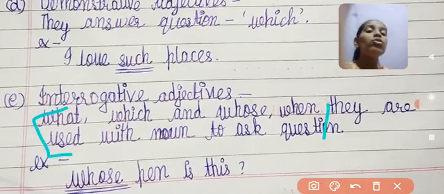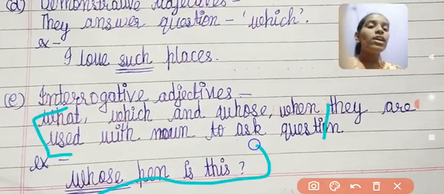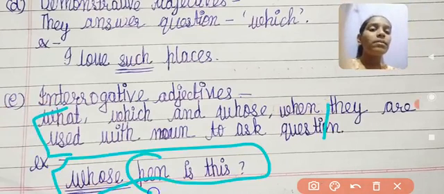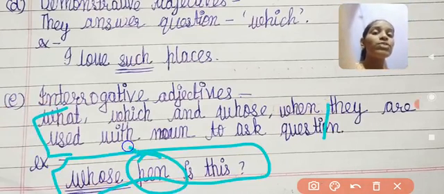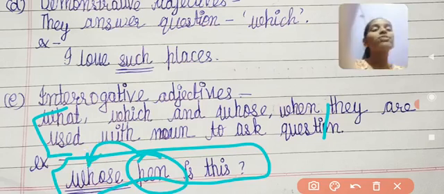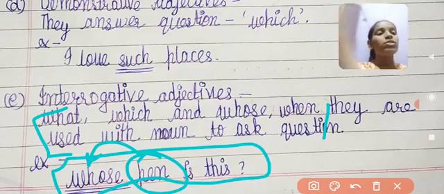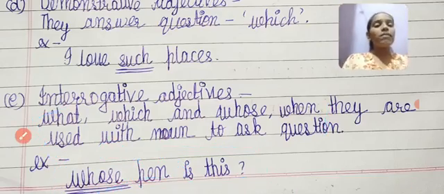So like, whose pen is this? So here noun is the pen. Pen is the noun. So it is used with the noun. The first condition satisfies. Now it asks questions like, whose pen is this? So this is a question. So the adjectives that are used to ask questions are known as interrogative adjectives. Now let's go to the next type of adjectives.